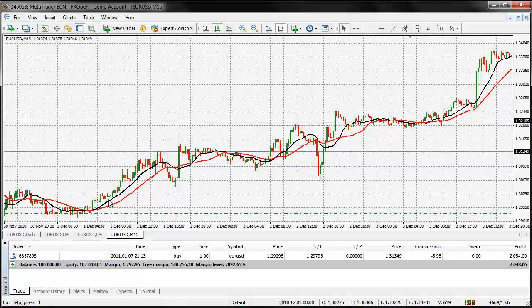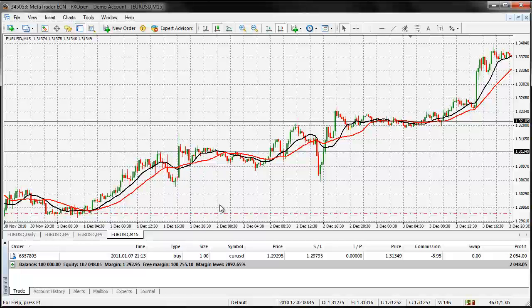So you can see this black one, which is the faster moving average, is the 14 moving average, and we've got this red one, which is the 28 moving average, which is a slower one. So when the faster one crosses over the slower one, it's a time to go long. Okay, and then when it crosses over again, it's time to close that long.